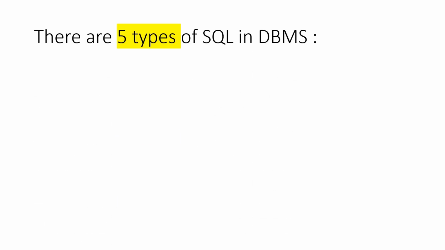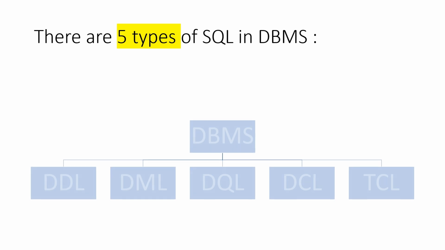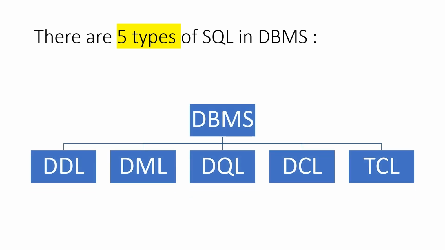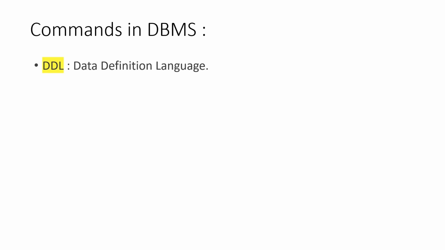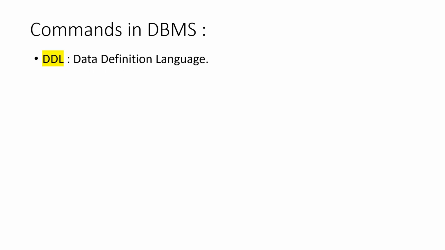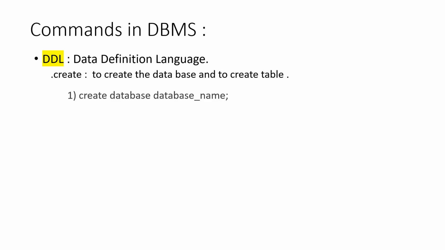There are five types of SQL in database management system. Those are data definition language, data manipulation language, data query language, data control language, and finally, transaction control language. In DDL, data definition language contains some commands. First one is create. Create is used for creating the database or also for creating the tables in the database. So let's see how to create the database.